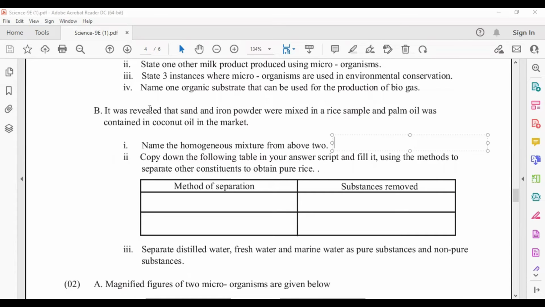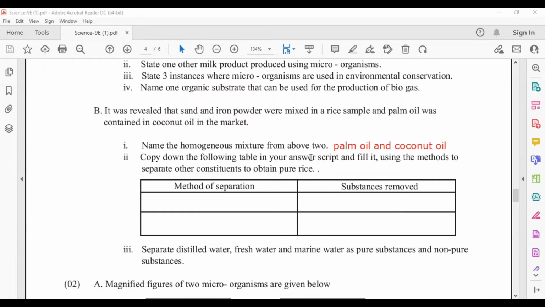B part. It was revealed that sand and iron powder were mixed in a rice sample and palm oil was contained in coconut oil in the market. Name the homogeneous mixture from the above two. Homogeneous mixtures are mixtures whose components cannot be separately identified. Here, the mixture of palm oil and coconut oil cannot be separately identified. We cannot separately identify the components in this mixture.